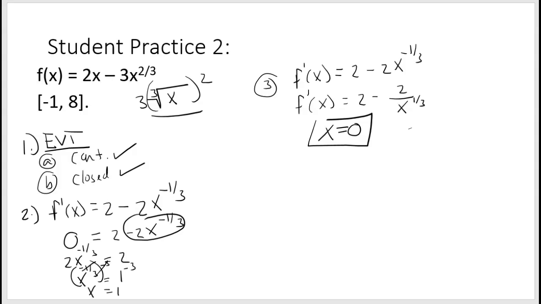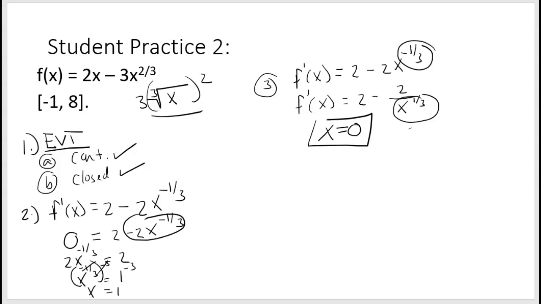So that's one new thing for this type of problem. On the last 2 problems that we did, we didn't have to do step 3. There was no place where the derivative was undefined. But because we ended up with a negative exponent here, that makes a denominator, which means that yes, there can be an undefined place. Anytime the denominator is equal to 0, it's undefined.